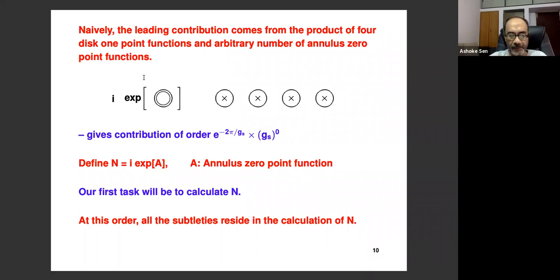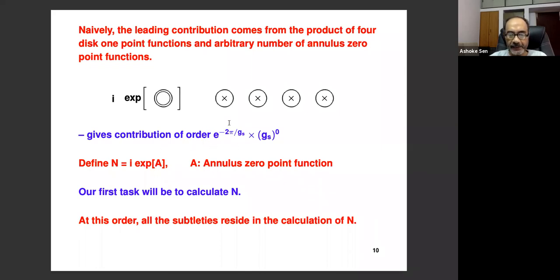And that's what I have summarized by saying that this is the exponential of the annulus, which means you can have no annulus, 1 annulus, 2 annuli, and so on. And the combinatoric factor works out correctly. This factor of i is the standard factor that appears in the expression for the S matrix. When you relate the string worldsheet amplitudes to the S matrix, there is always a factor of i that comes in.